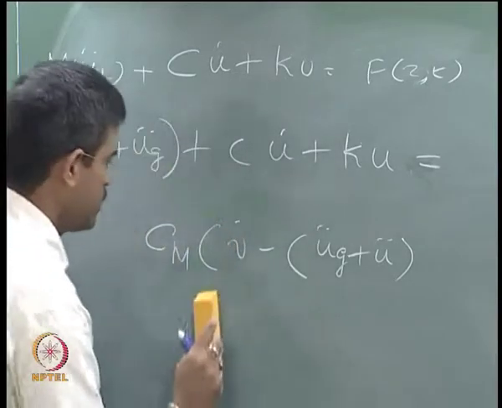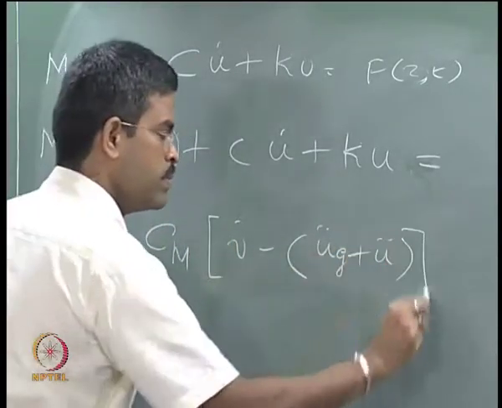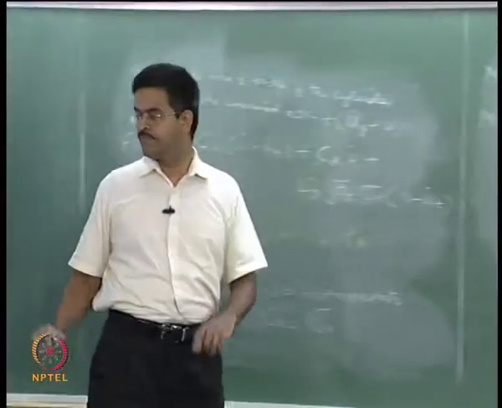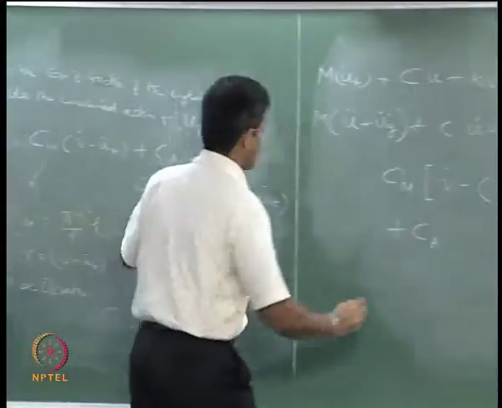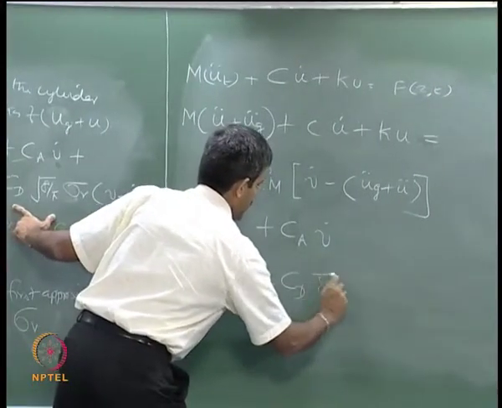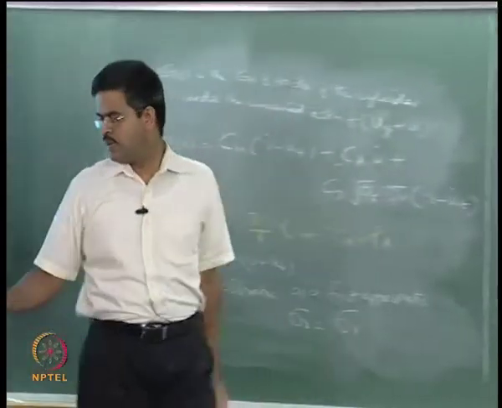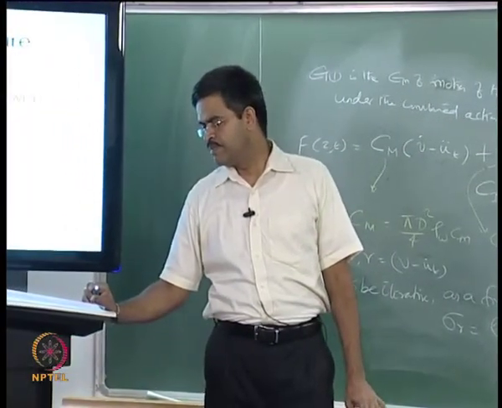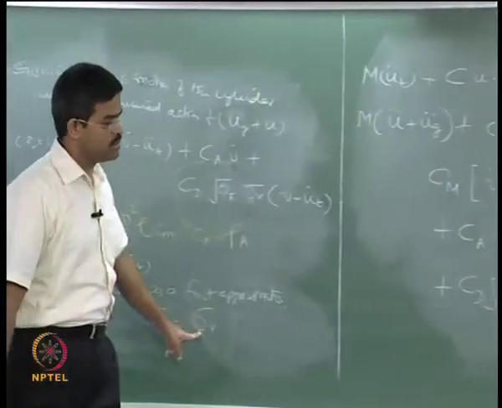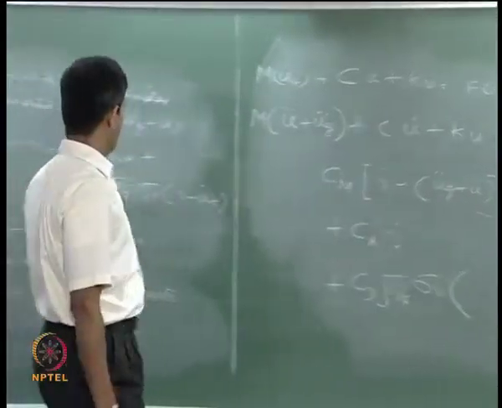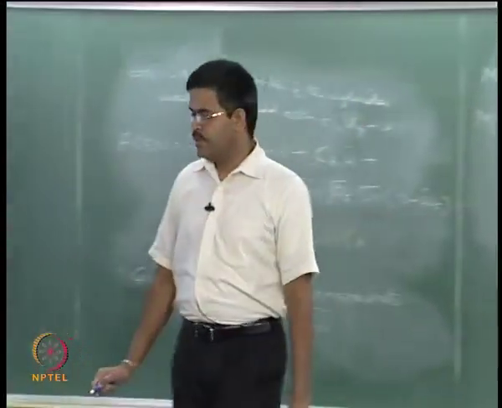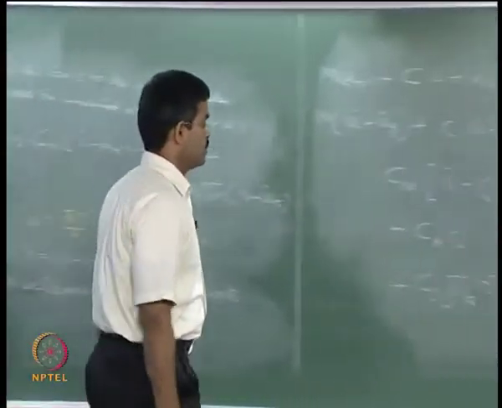Okay, let me do it here, plus Ca of v dot plus Cd 8 by pi root sigma v, that is what my initial approximation is, just now I said this, multiplied by u total is here. So I should say v minus u plus u dot.